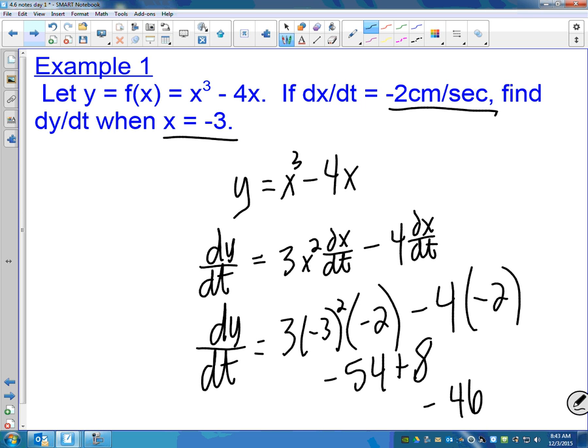Since we don't really know units on this, it's easier on story problems, so you don't really have to put units on it. But I'm assuming if x is changing in centimeters per second, dy over dt is also a rate, so that would be centimeters per second. But it's easier when you have a story problem that you actually know.